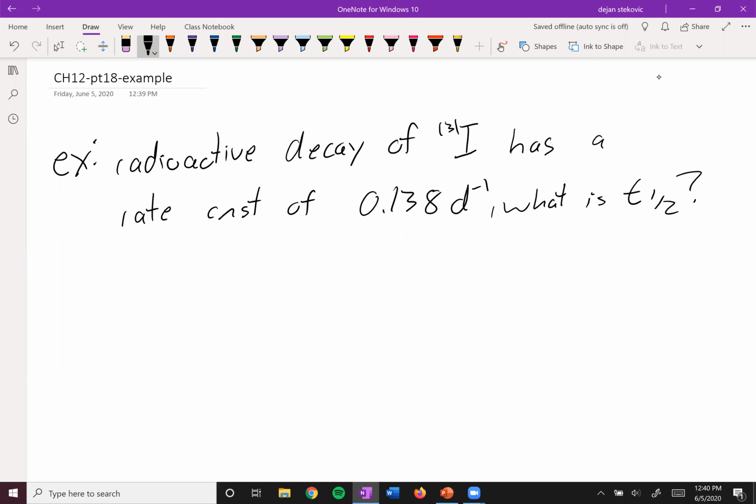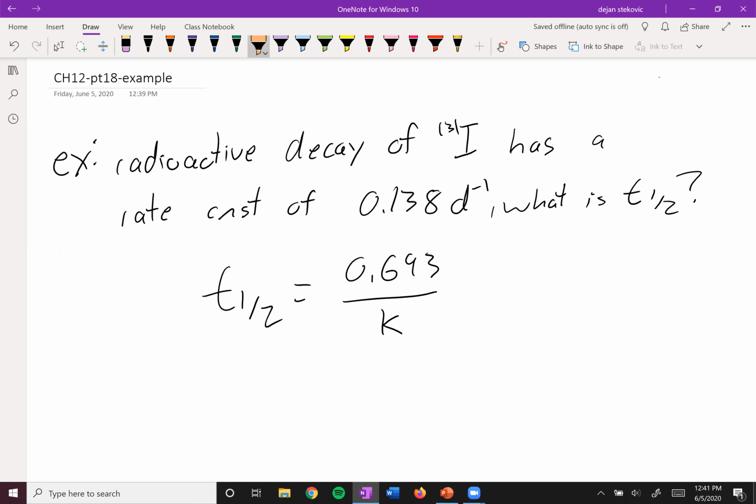So let's take a look at some relatively simple examples. This one says the radioactive decay of iodine-131 has a rate constant of 0.138 inverse days. What is the half-life? Well, we know our equation: T1/2 is equal to 0.693 over k for any first order rate law, and we're assuming this one's first order. I guess I should have said that in the question.